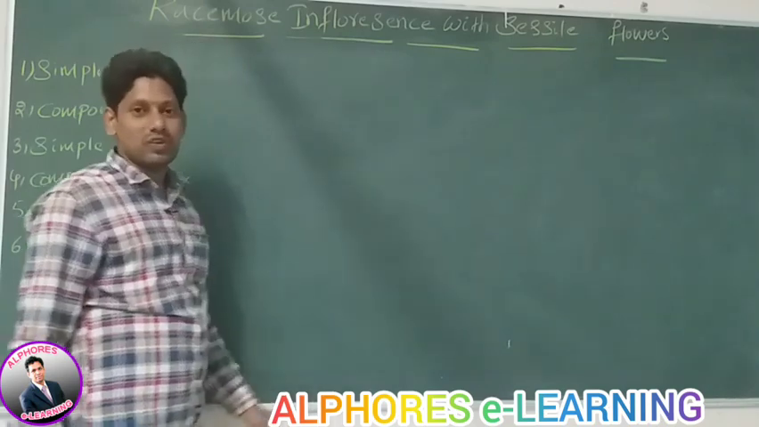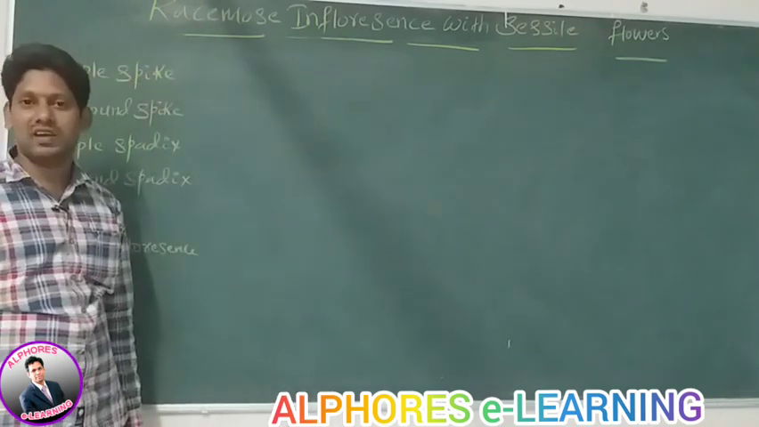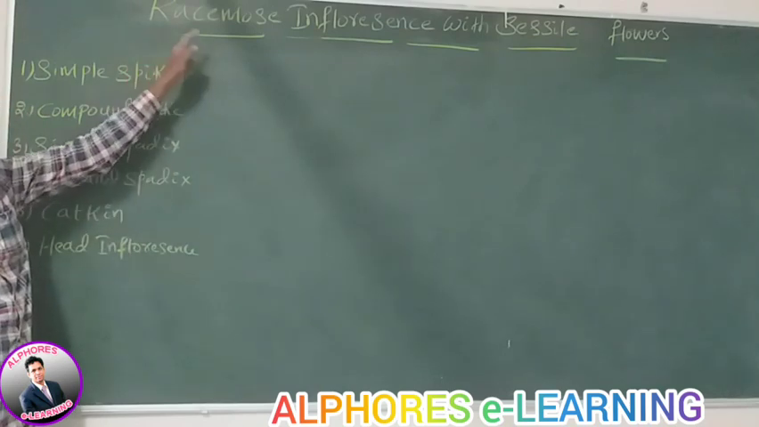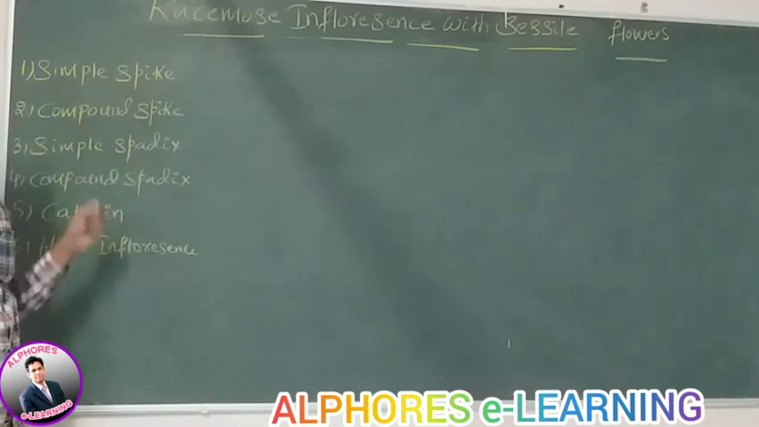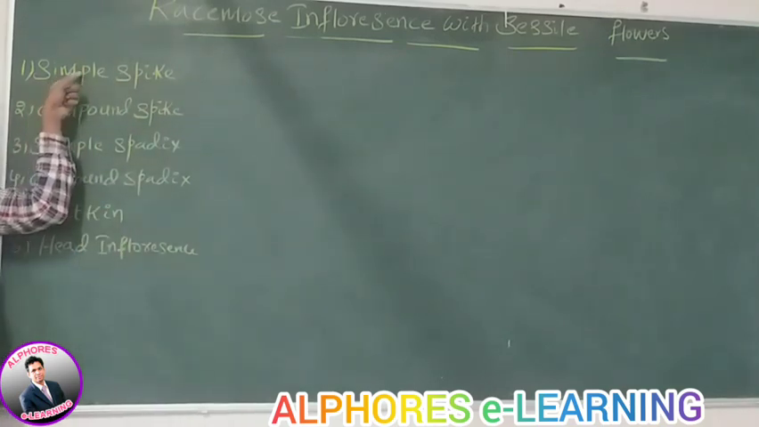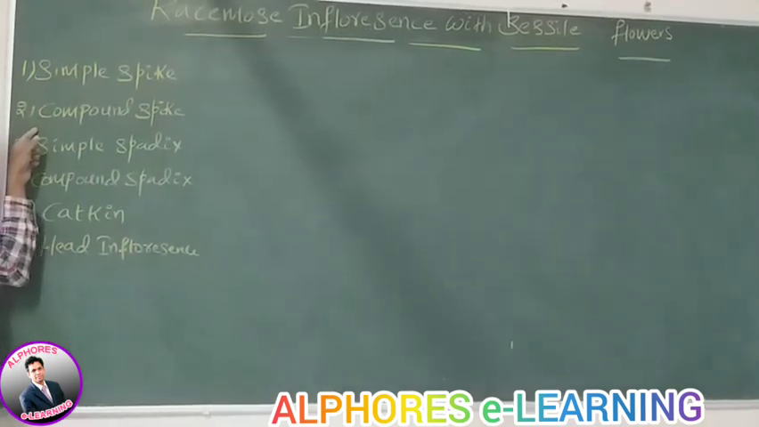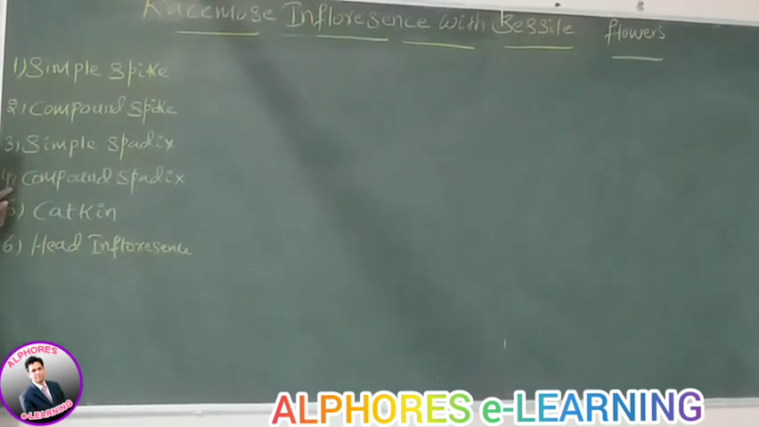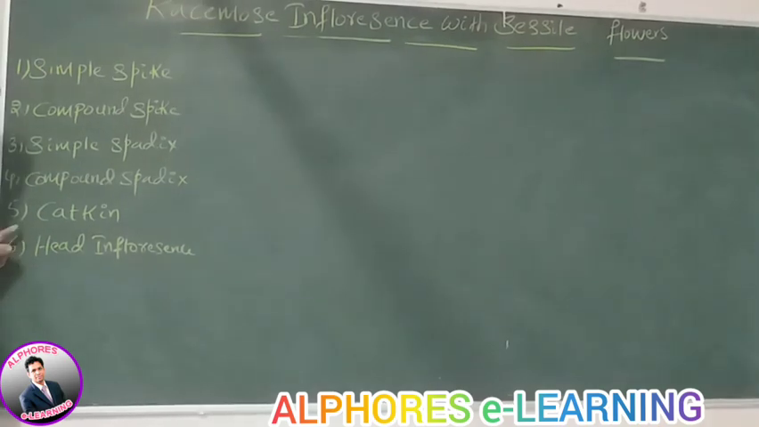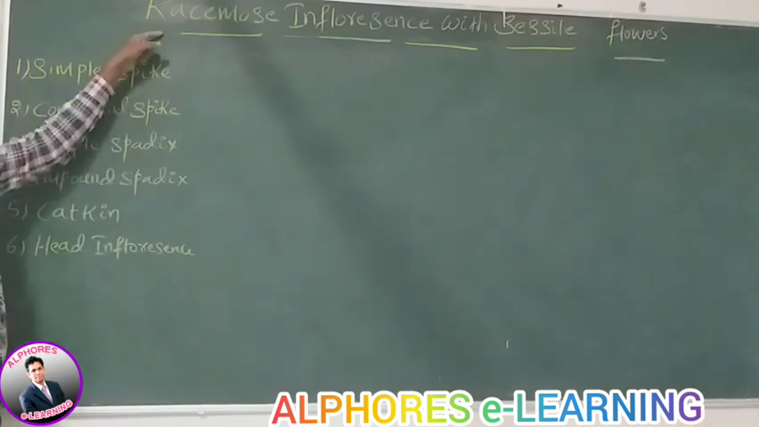We completed racemose inflorescence with pedicellate flowers, right? Now go for the second one. What's our racemose inflorescence with sessile flowers? Number 1, simple spike. Number 2, compound spike. Number 3, simple spadix. Number 4, compound spadix. Number 5, catkin. Number 6, head inflorescence. All this comes under racemose inflorescence.